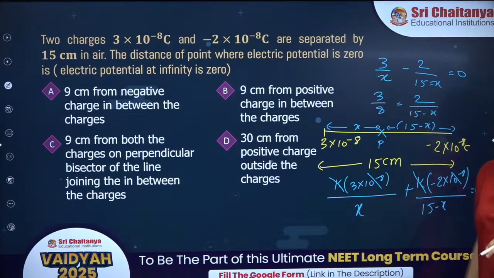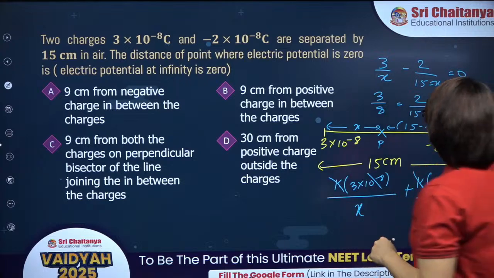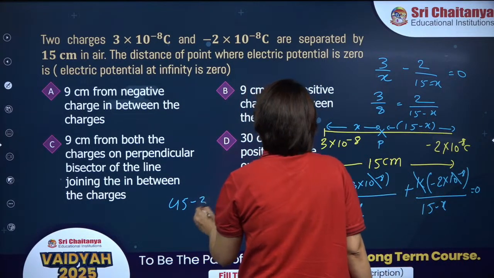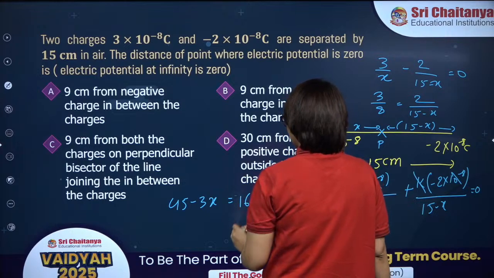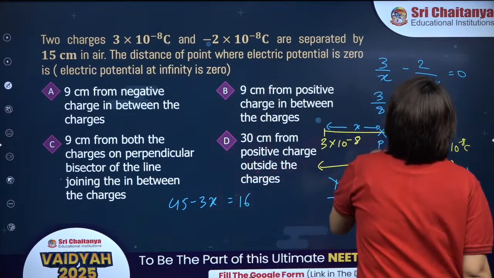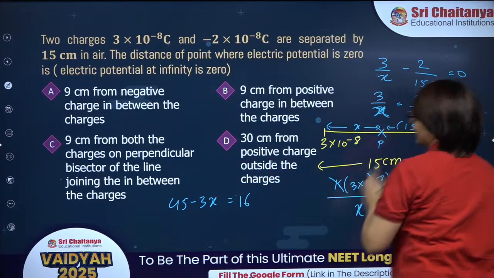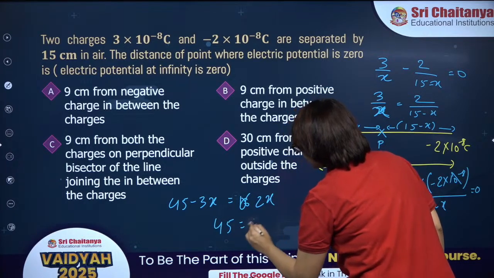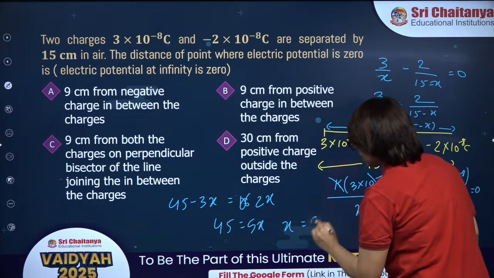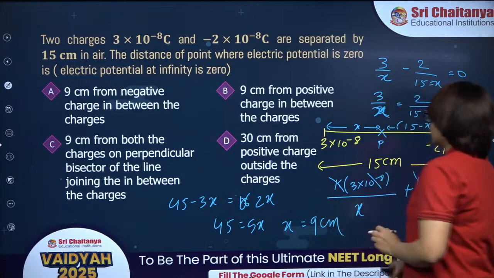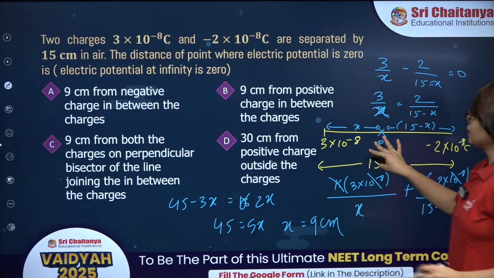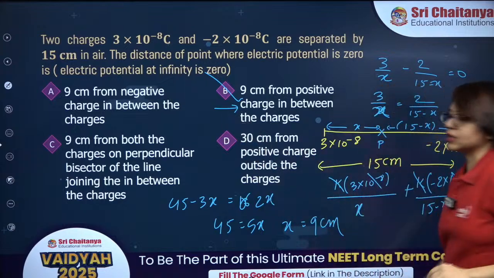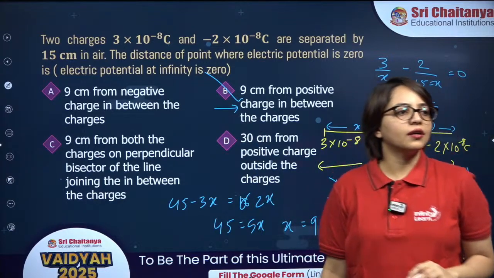Now cross multiply. So it will be 45 minus 3x is equal to 2x. Oh sorry, this is x, not 8. So we have 45 is equal to 5x. So x is equal to 9 centimeter. So the point is at a distance of 9 centimeter from the positive charge, and it is in between the charges. So correct answer is option B.